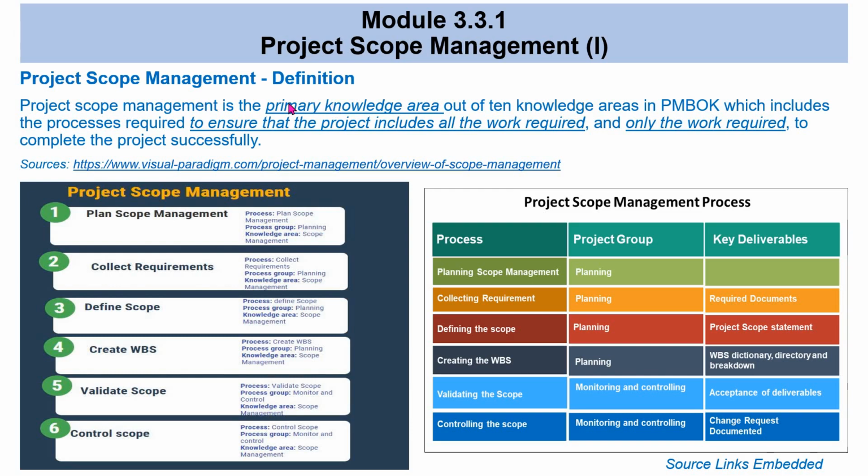This is primarily the knowledge area out of the 10 that is required to ensure that the project includes all the work and only the work to complete the project. So be careful, look at this carefully, because you want to have all the work as agreed, all the requirements, everything that you've agreed with the customer, to make sure that those work are included. But also only those work should be there. Because what happens is, if not properly managed, scope can increase or decrease.